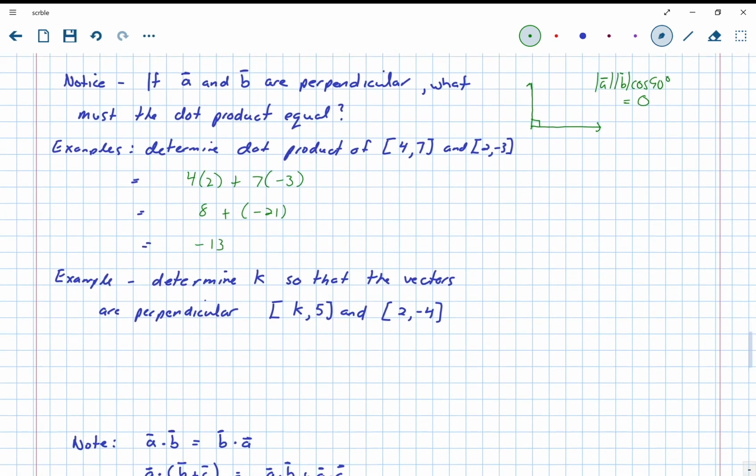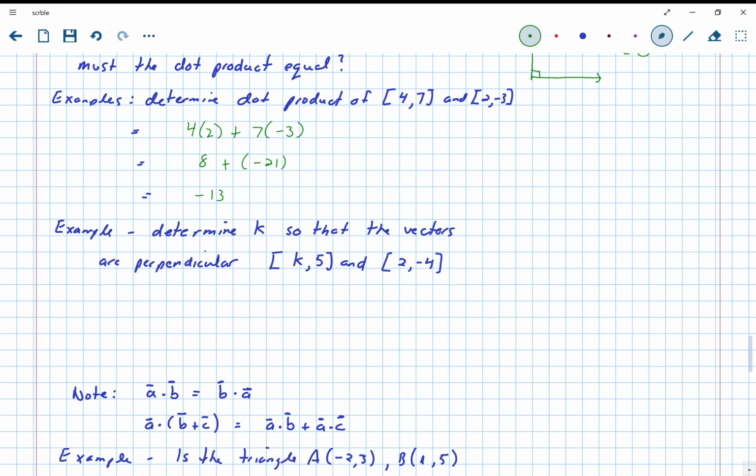Okay, next example. Determine k so that the vectors are perpendicular. Okay, so again, perpendicular means 90 degrees. So when we do the dot product, it must equal 0. So we get 2k minus 20 is equal to 0. 2k equals 20, which means k must be equal to 10.